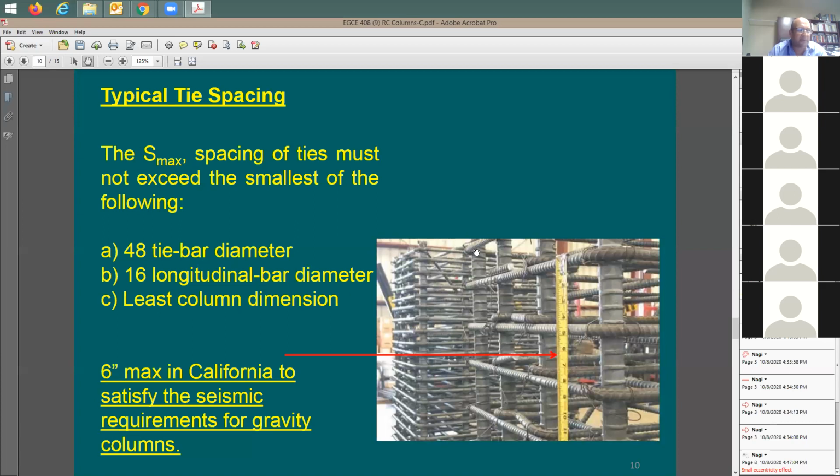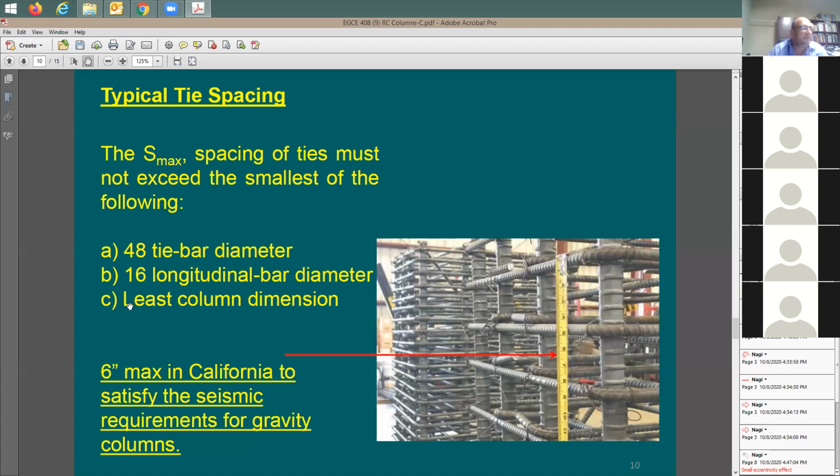Let's say here that goes number 8. So we're going to say 16 times 1 inch for the diameter. It's going to be 16 inches. So the first condition here says 24 inches. The second one says 16. Now, which one here is going to be controlling? I'm going to say this one, of course.